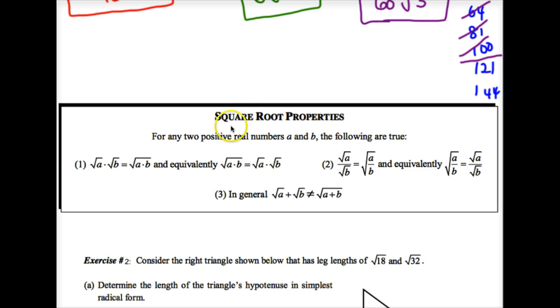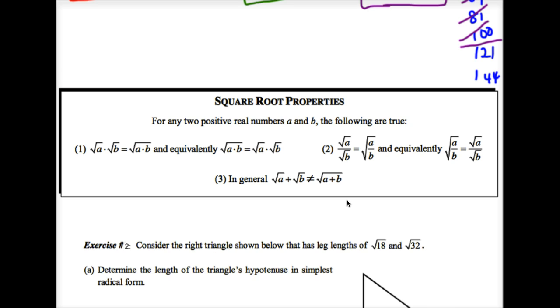Alright, so some square root properties that we need to know is that the square root of a times the square root of b, I can just simply rewrite it as the square root of a times b under one radical sign. And vice versa. If I have two numbers under a radical, I can split them up. Same goes for division. The square root of a divided by the square root of b, I can write as the square root of a divided by b. And just in general, the square root of a plus the square root of b does not equal the square root of a plus b. So these are some things to keep in mind.